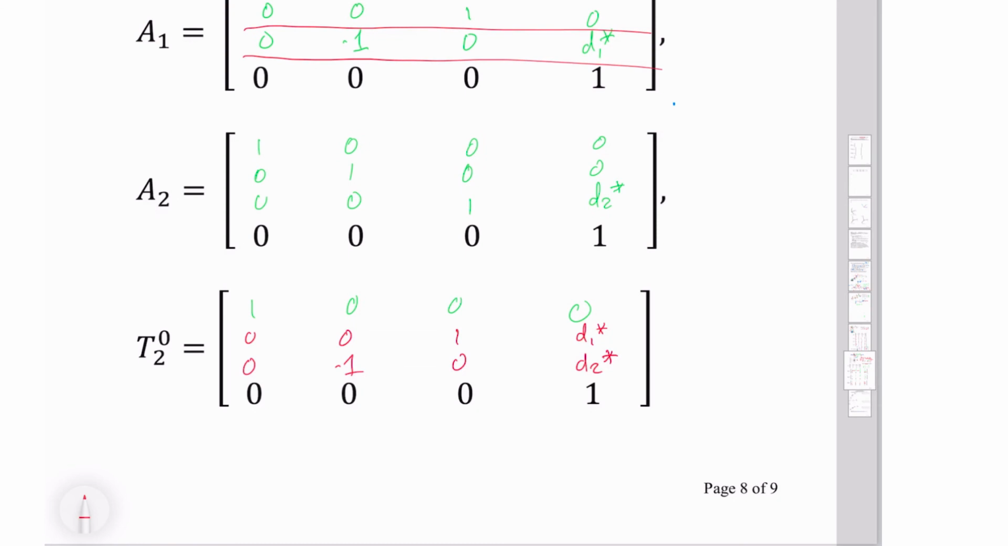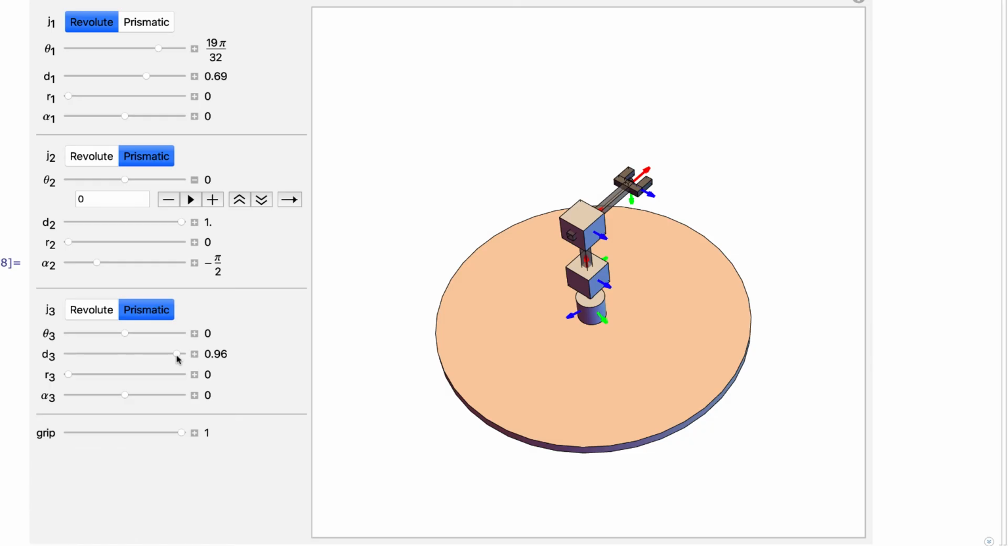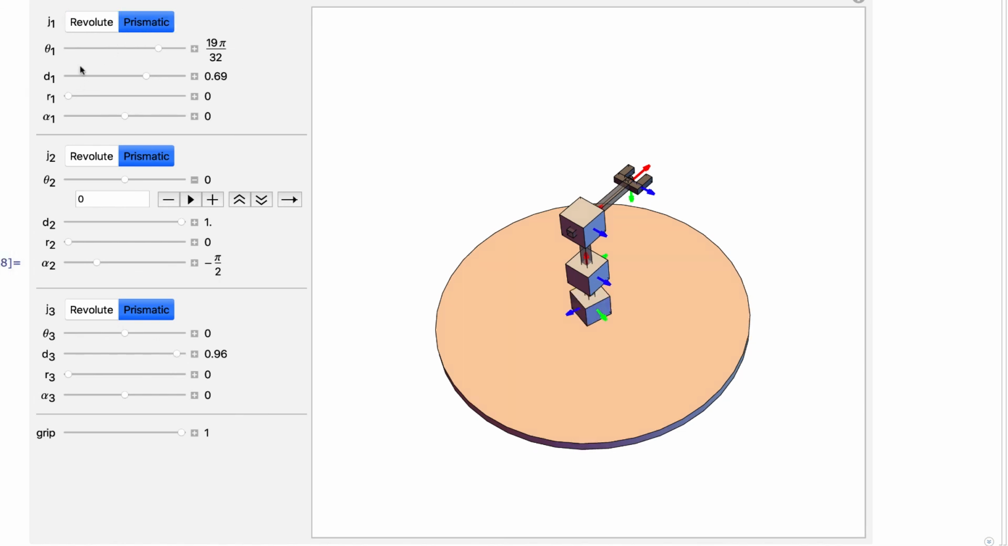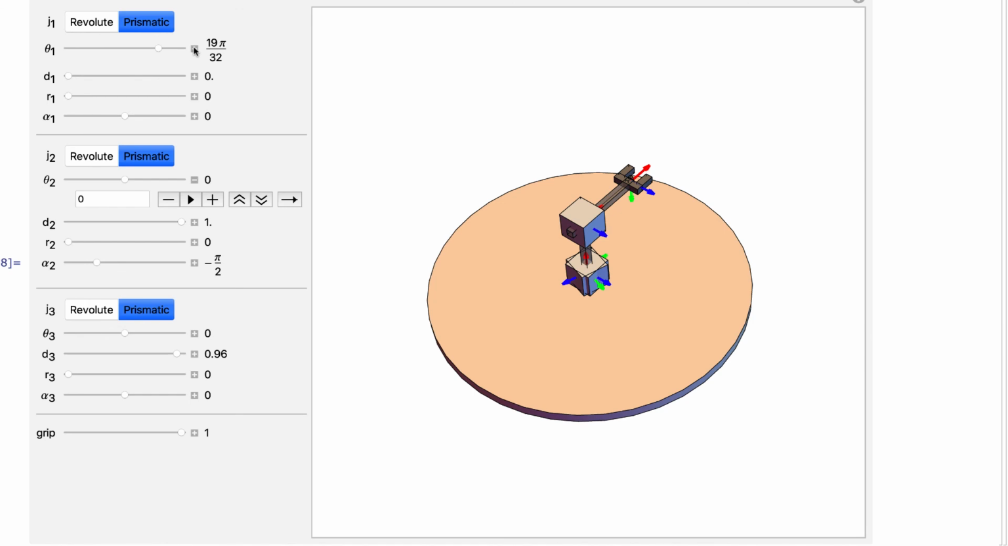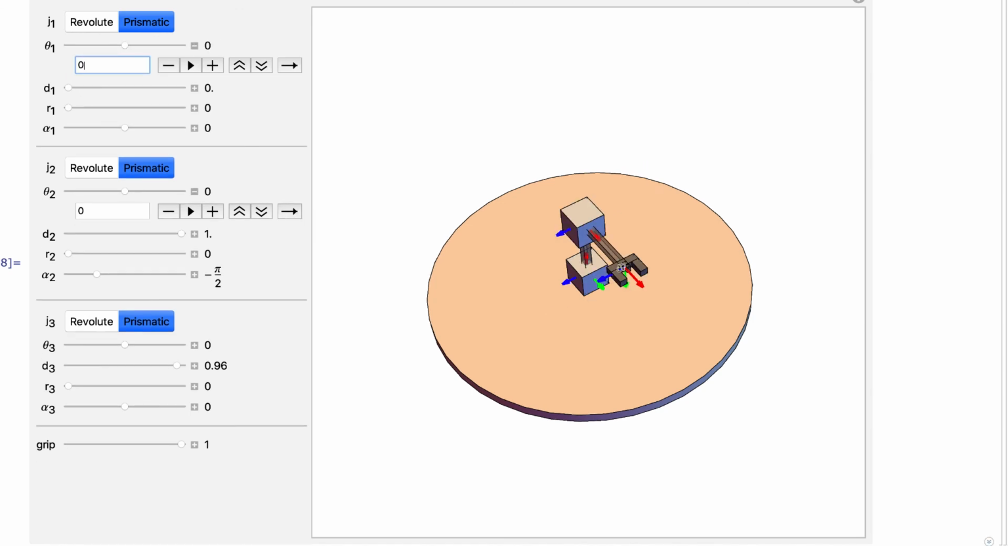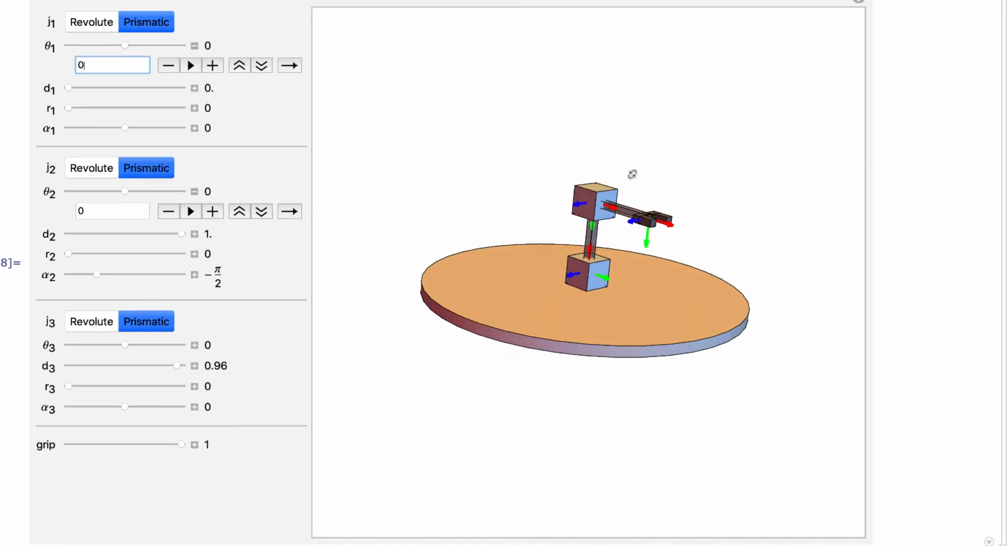And now let's look at an animation of this joint. And then finally, if we want to have two prismatic joints, well, again, we can just set this distance to 0. We'll set this value to 0, and we have our two-joint Cartesian robot.